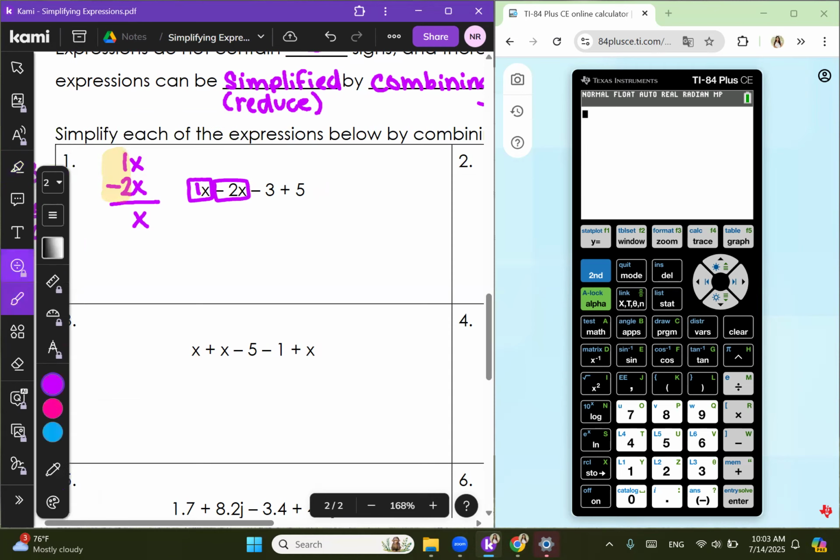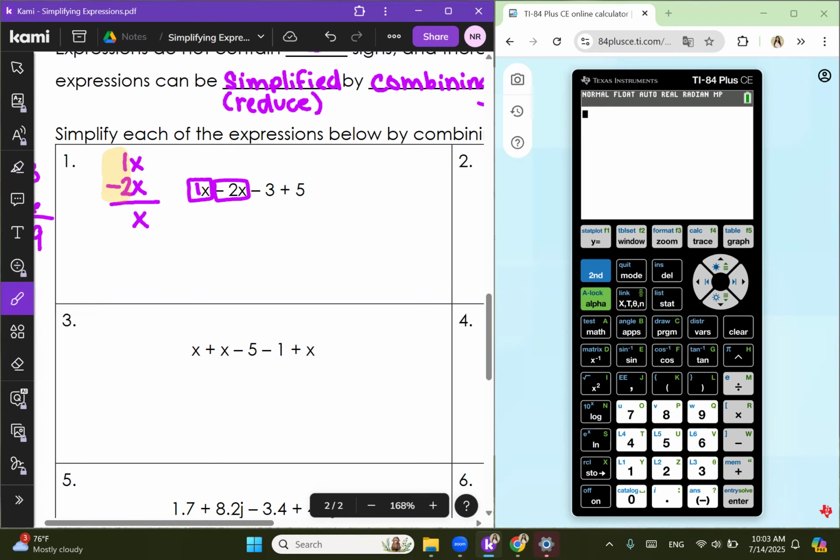Now, a lot of students, whenever we get into using negatives, that's where we tend to struggle, or that's where we tend to make small mistakes. So we are going to avoid those small mistakes by putting it into our calculator. And 1 minus 2 is negative 1, making this one negative 1x.